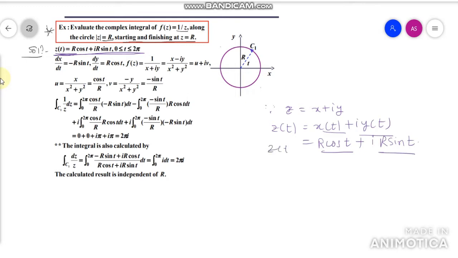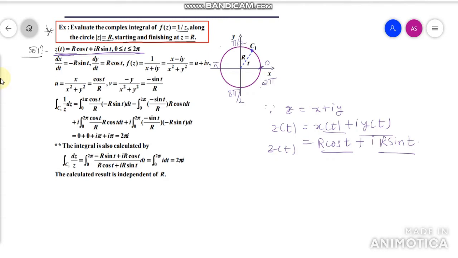So z of t is equal to r cos t plus i r sin t, where t lies between 0 and 2 pi, because we are starting the integral on the circle from 0, here it is pi by 2, here it is pi, here it is 3 pi by 2, and here it is again 2 pi. So this is a closed contour and we are starting from 0 to 2 pi.